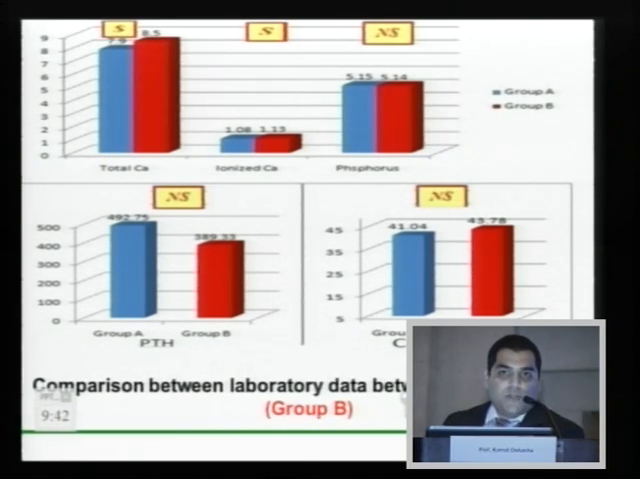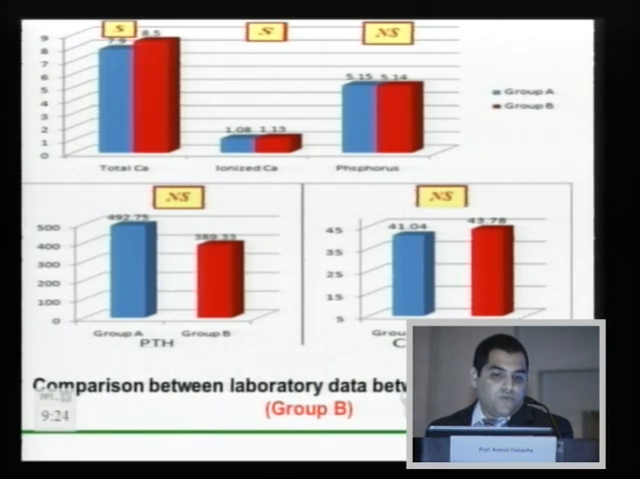When we compared the laboratory data between group A and group B, we found statistical significance in the total serum calcium and the ionized calcium. Serum calcium was 8.5 in the high calcium dialysate and 7.9 in the low calcium. Ionized calcium was 1.13 in the high calcium dialysate and 1.08 in the low calcium dialysate.